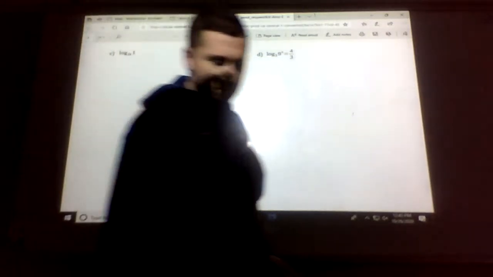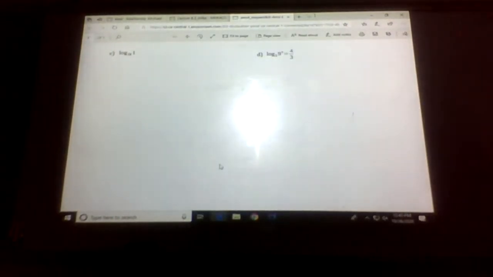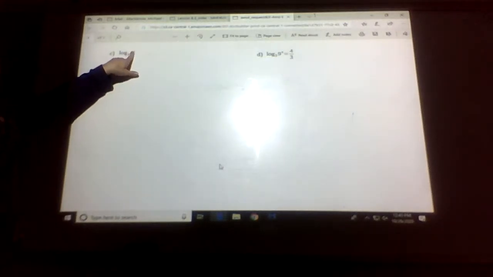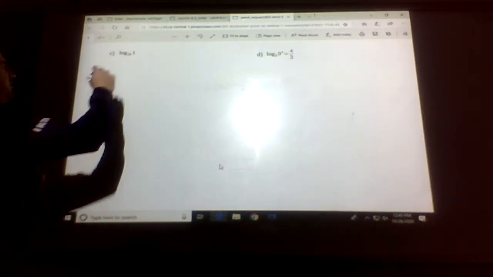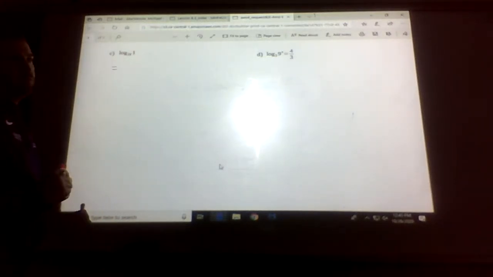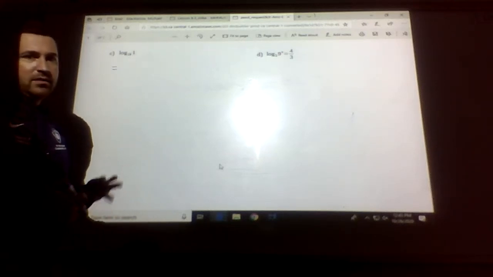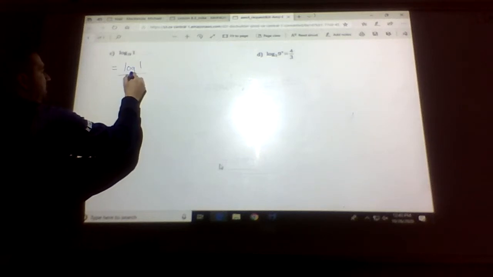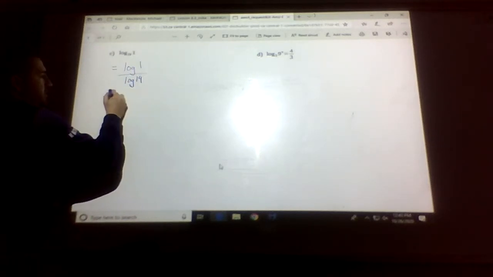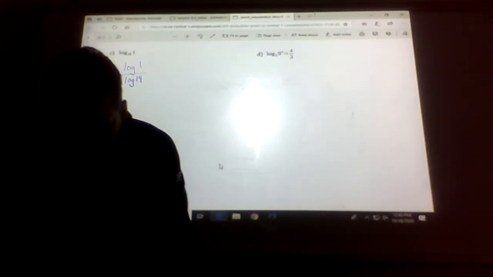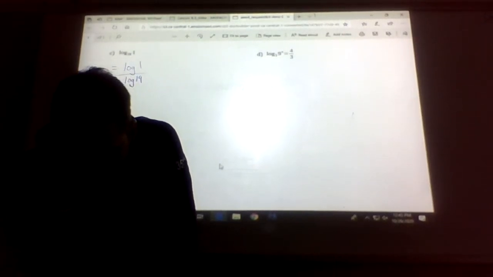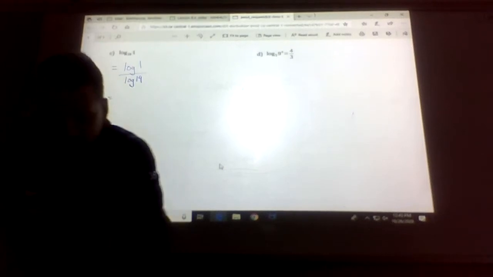Okay, now we have log 1 divided by log 19. So what this means is, 19 to the power of what will give you 1? So if you can think about it, 19 to the power of what will give you 1? Well, that should be 0. So let's plug it in. Log 1 divided by log 19. If you plug it into your calculator, it gives you the answer of 0.